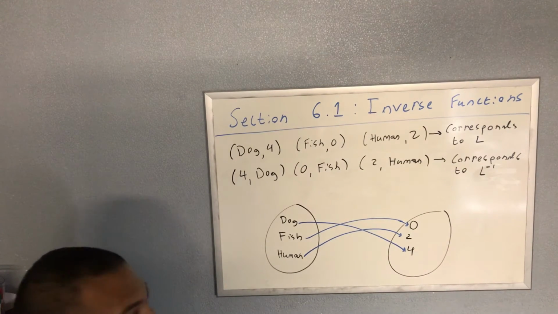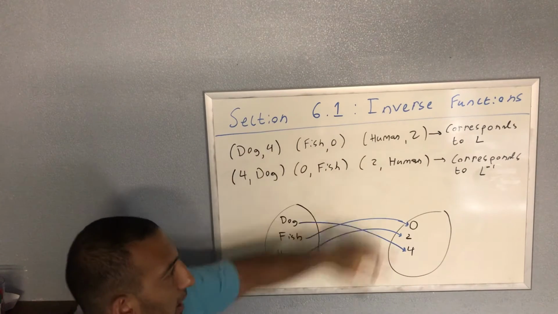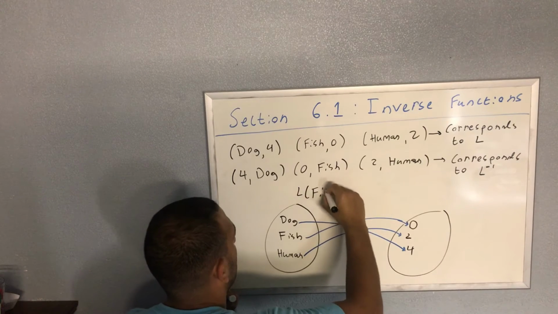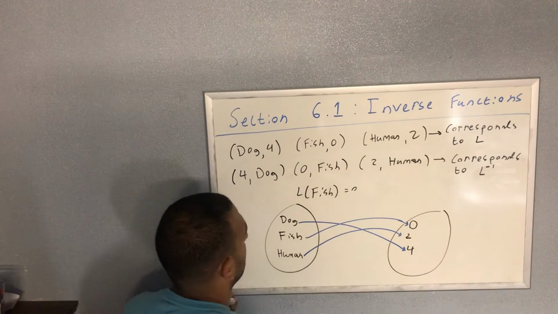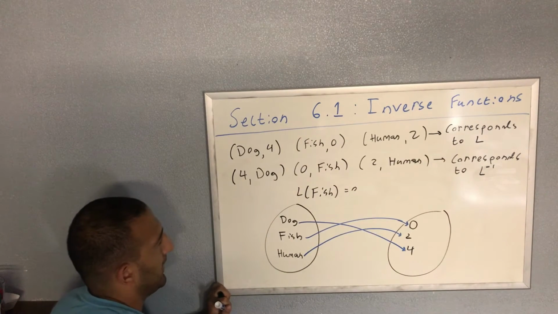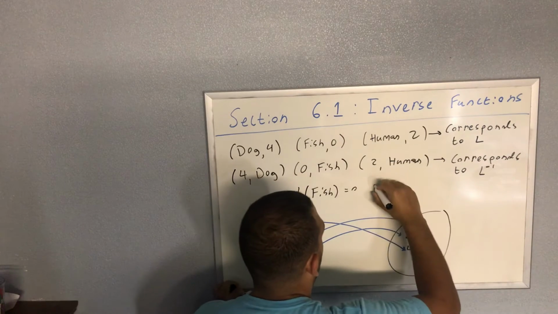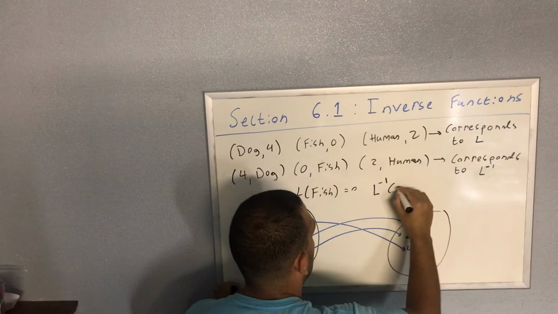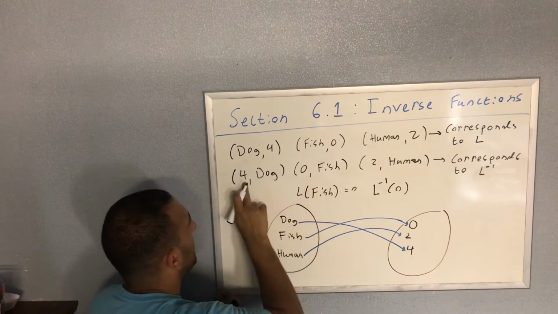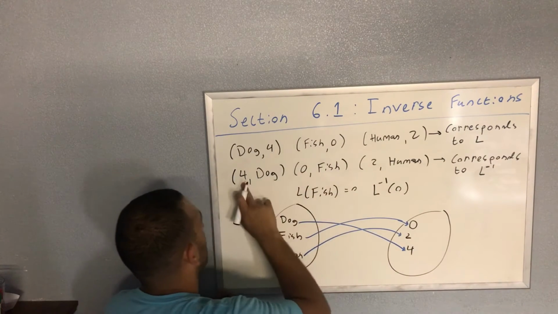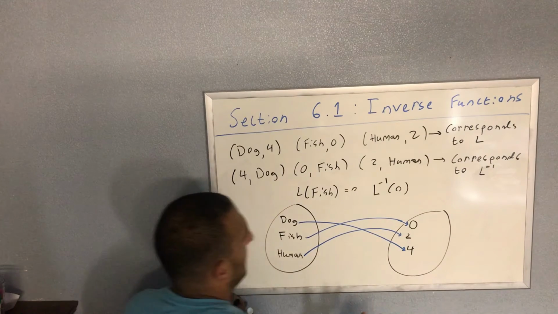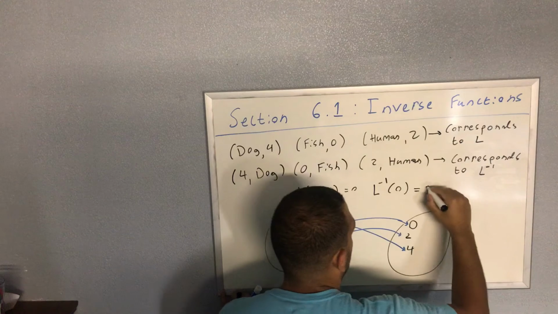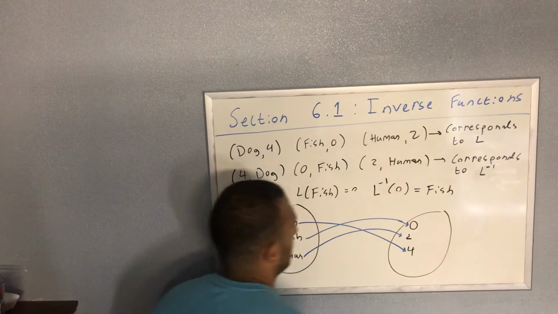So what this means, for example, here, this top line tells you that L of fish is 0. And then similarly, we know that L inverse is a function, you stick 0 into it, that's its input. Remember, the first slot in an ordered pair is the input. We know that L inverse of 0 is fish. See, it's the exact opposite.